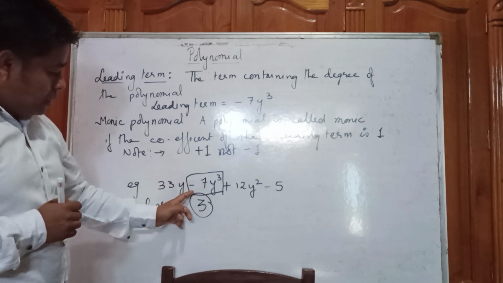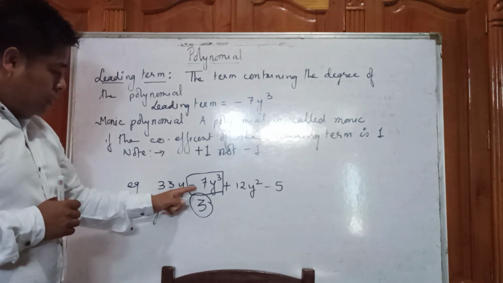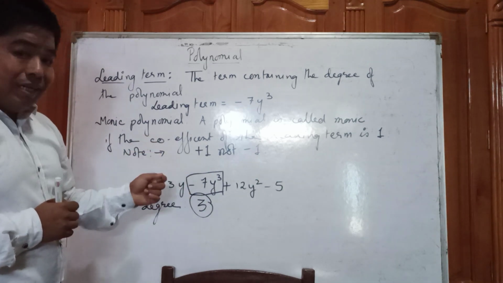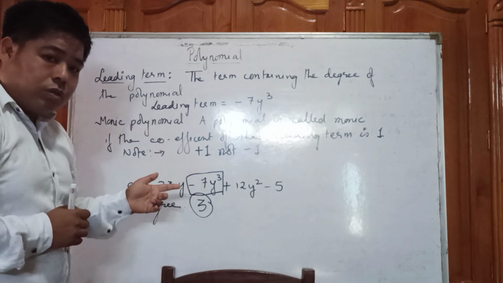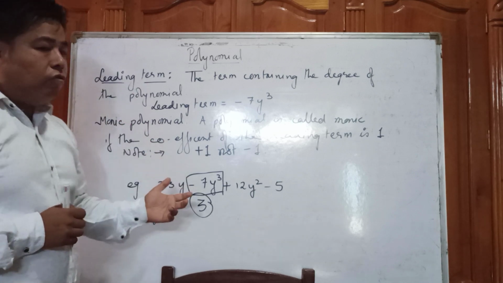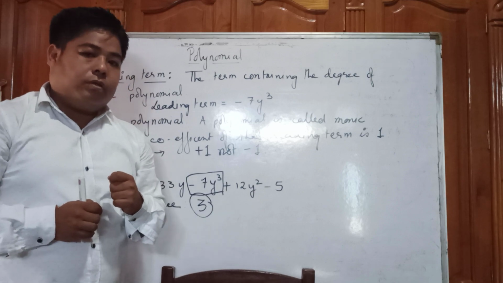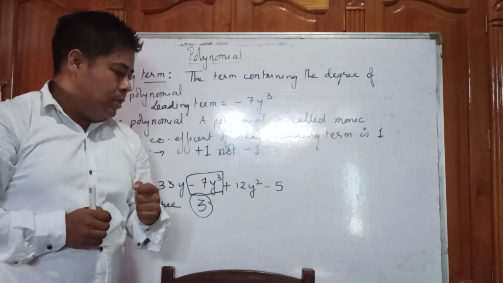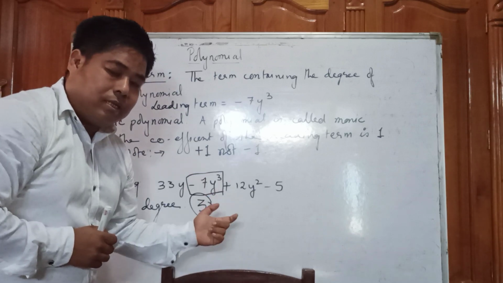The leading term is minus 7y cubed. So, what is its coefficient? The coefficient here is minus 7. Is it plus 1? Why am I asking plus 1? Because the definition of monic polynomial says that in order for a polynomial to be monic, the coefficient of the leading term should be plus 1. But here in this case, the coefficient of the leading term is minus 7.